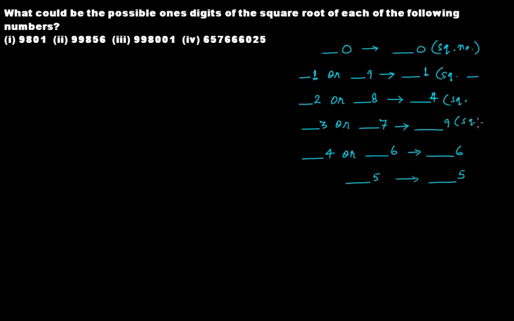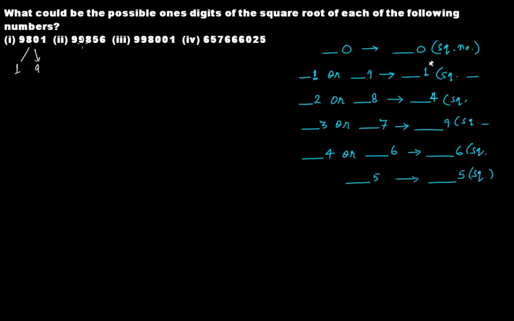It means that if, let's say this is 9801, this is a square number, you look at its last digit, it's ending in 1. It means that your square root will have either 1 at its units place or 9 at its units place. So for this, either 1 or 9 at the units place.